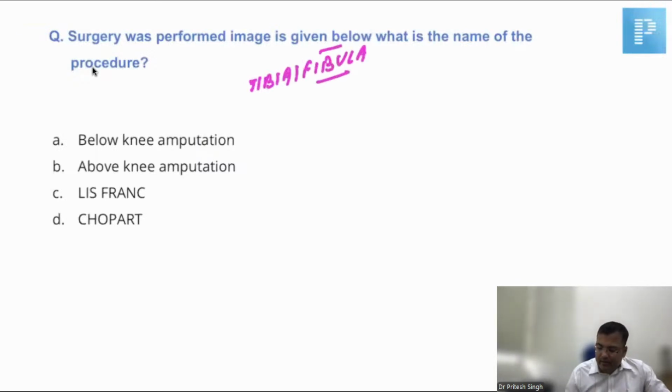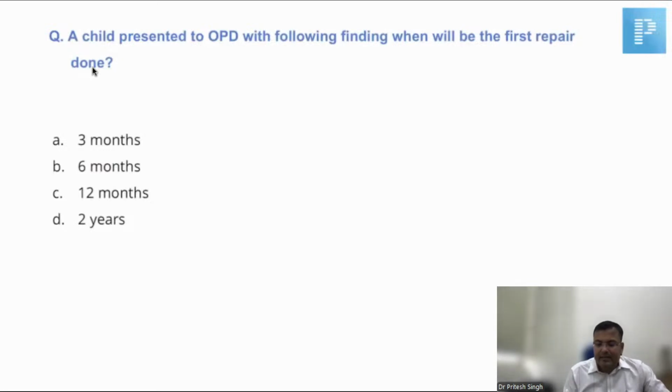Okay, next, a child presented to OPD with the following finding. When will the first repair be done? Some student was telling me that there was cleft lip and cleft palate both. The patient was having both cleft lip plus cleft palate.